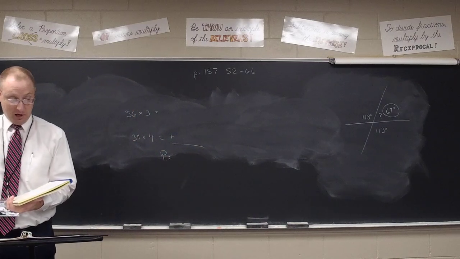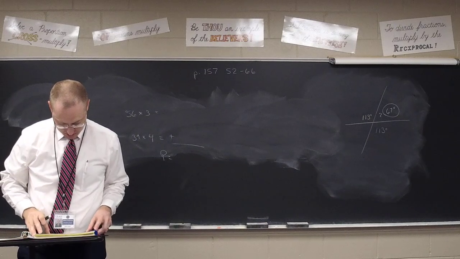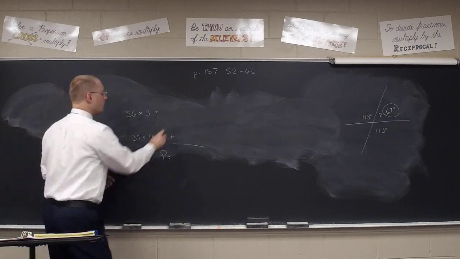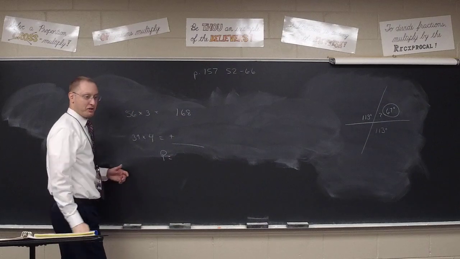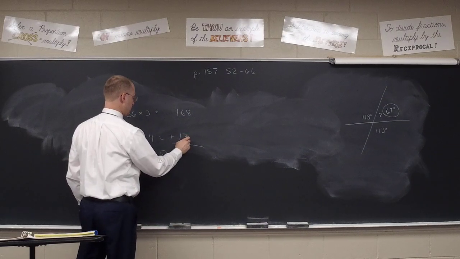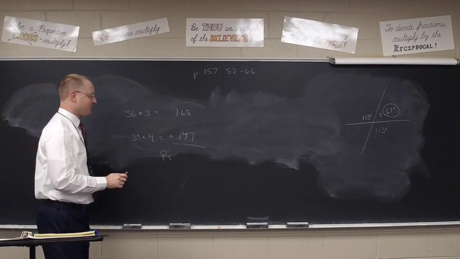Volunteer with that answer? Bryson, want to go 2 for 2 on this? Go for it. It's 168 for 3 times 56. Okay. What about the 39 times 4? 170 or 147. Okay, when you added them together, you got?